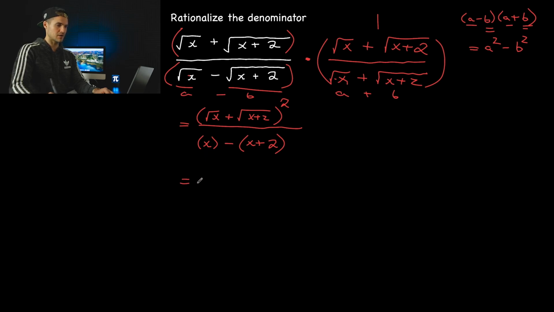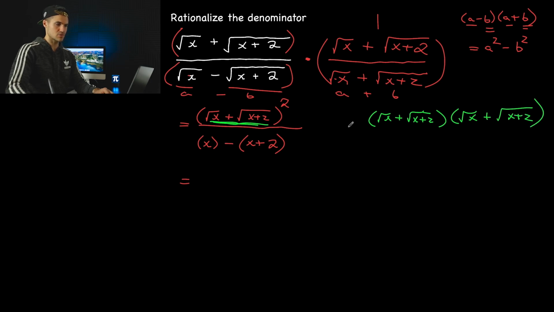And so from here, what can we do? You know what I'm going to do? I'm going to take this expression and bring it to the side here, and I'm going to FOIL it out. So I'll have the square root of x plus the square root of x plus 2, times the square root of x plus the square root of x plus 2, just so there's not too much going on in our main work. So let's FOIL this out.